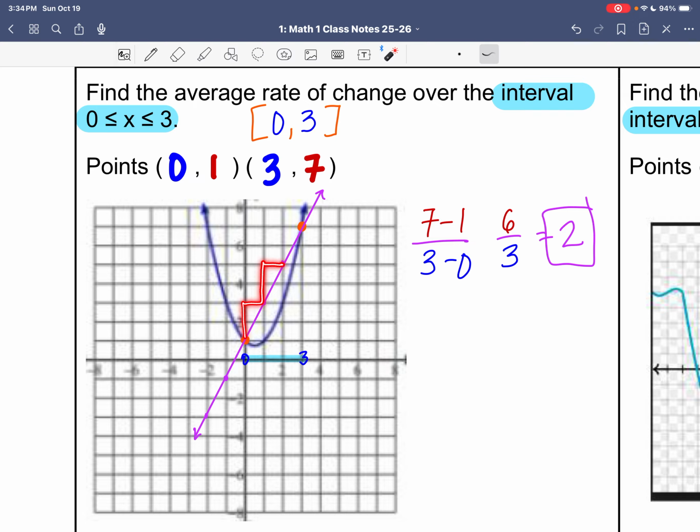Up 2 over 1, up 2 over 1, up 2 over 1, even though it does not necessarily fit the parabola or the quadratic. But you're looking at your x values. All right, so let's try this one.